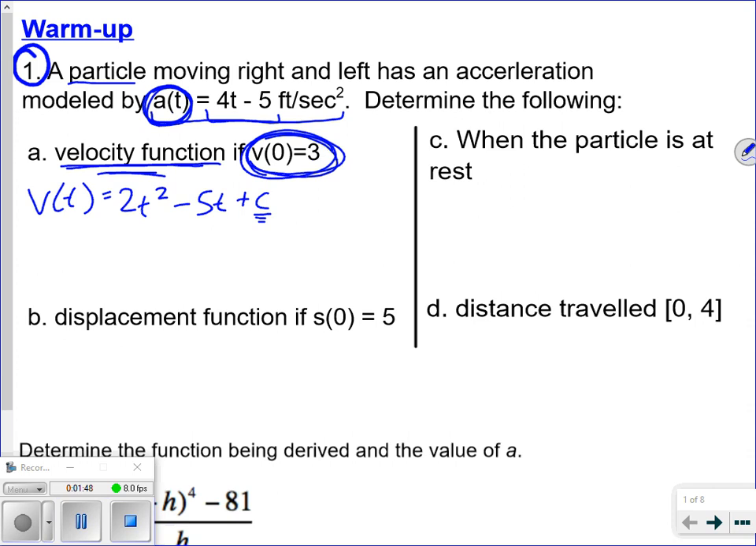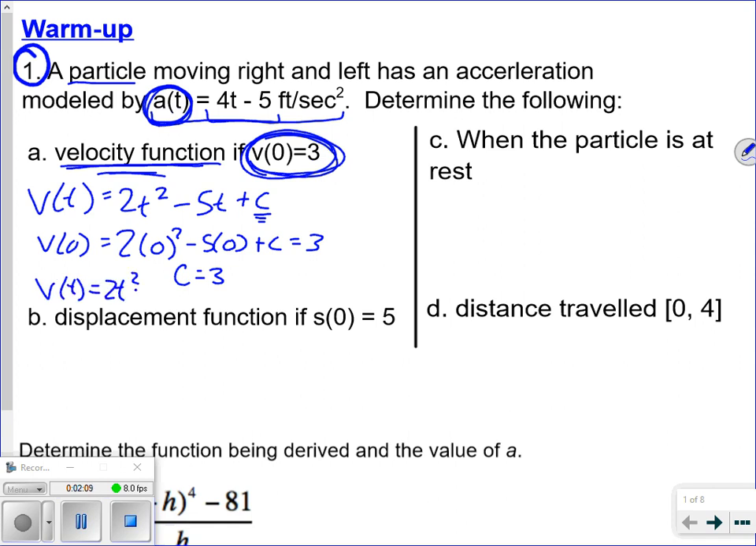Simply put, I just got to plug 0 into that, so v of 0 equals 2 times 0 squared minus 5 times 0 plus c, and it equals 3. And I think everything cancels but the c, so c equals 3. So my equation in this case, v of t, is 2t squared minus 5t plus 3. Boom. All right, so pretty straightforward.